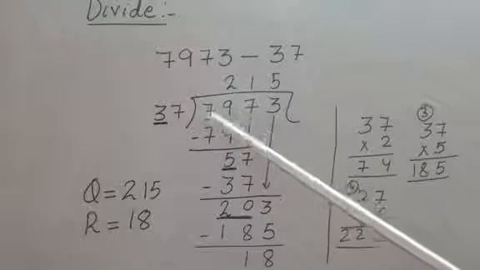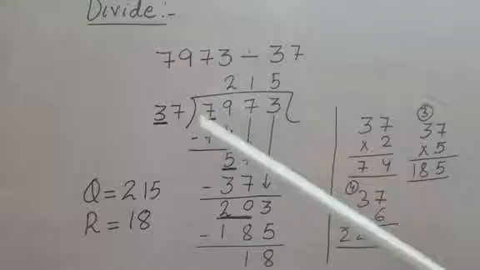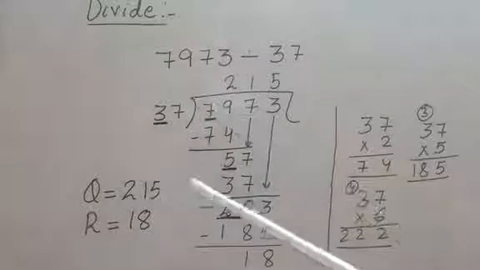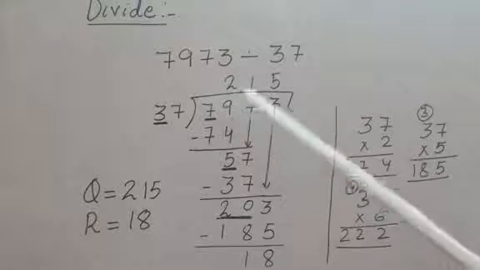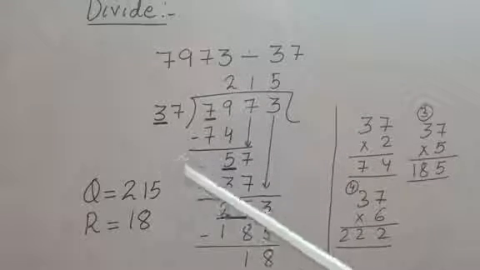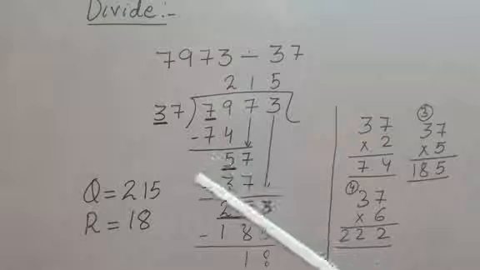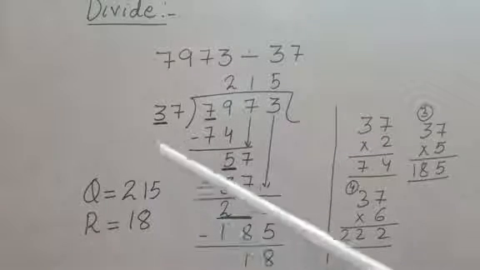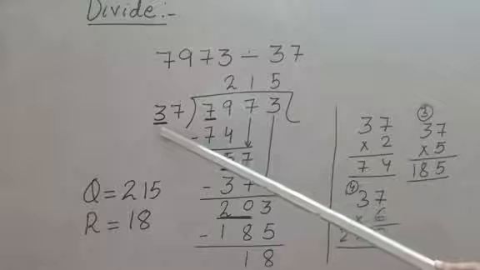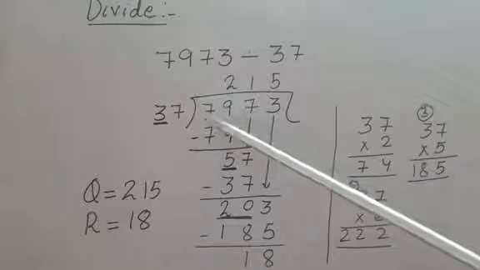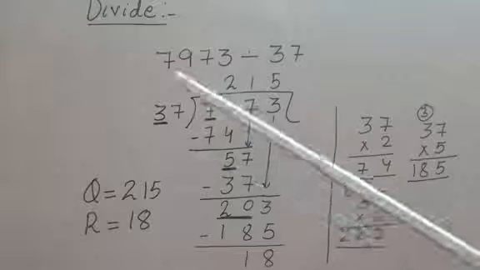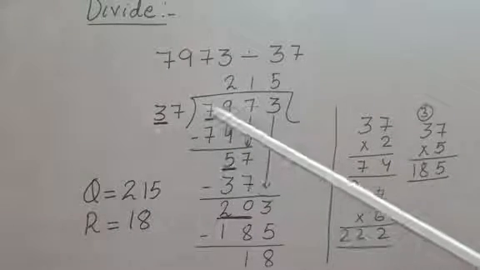So my number will be 79. So here I need to see how many times 37 goes into 79. But I don't know the table of 37. So how will I find it? There is a short trick to find. Listen. I will look at the first digit of the divisor and the first digit of the dividend, that is 7. Then I will see how many times 3 goes into 7.